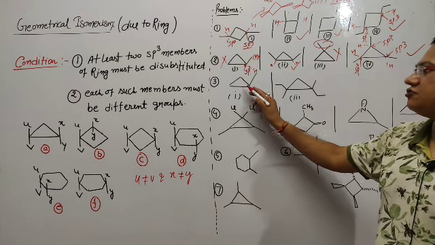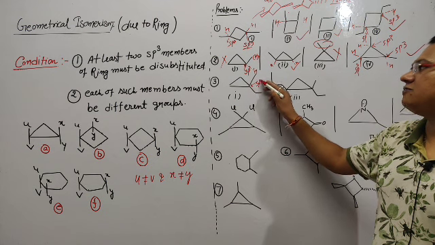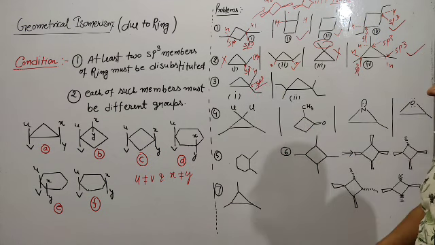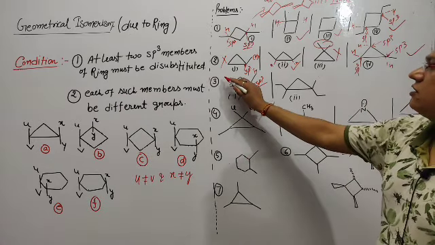Now come here, does this show GI or not? No sir. Why? Because this is sp3, but in this molecule only one carbon is sp3 hybridized, and the condition is minimum 2 sp3 hybridized, that's why this is not GI.